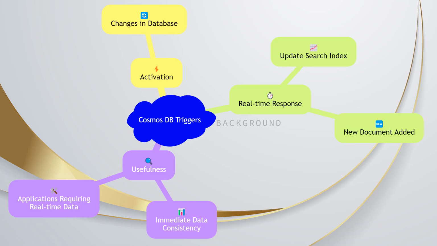Cosmos DB triggers are activated by changes in an Azure Cosmos DB database. This allows you to respond to data modifications in real time. For example, you could use a Cosmos DB trigger to update a search index whenever a new document is added to the database, ensuring that your search functionality is always up to date. This type of trigger is particularly useful for applications that require immediate data consistency.